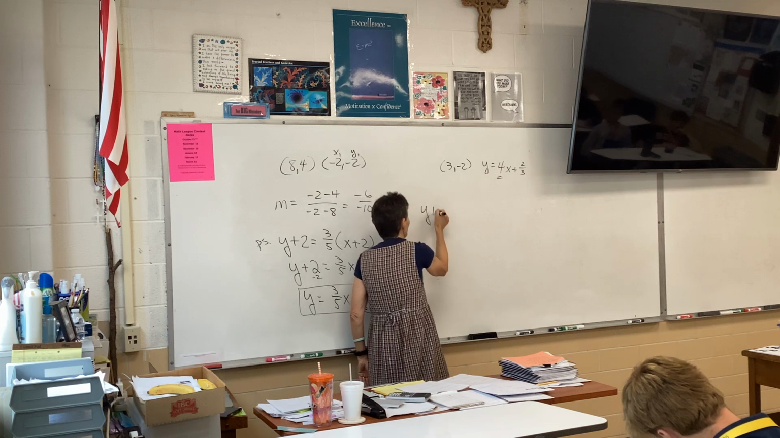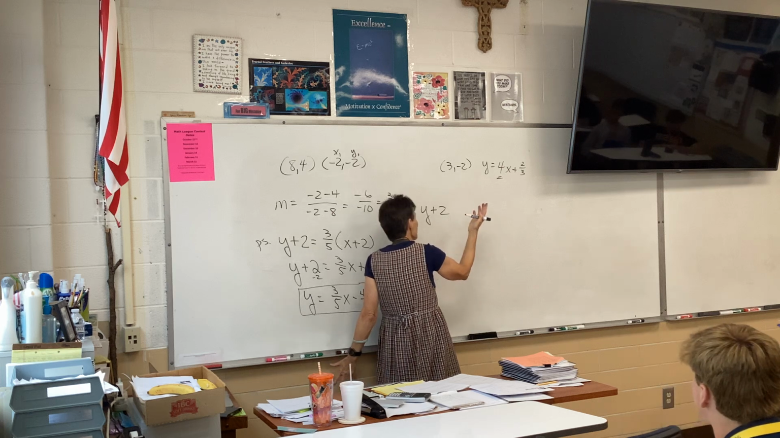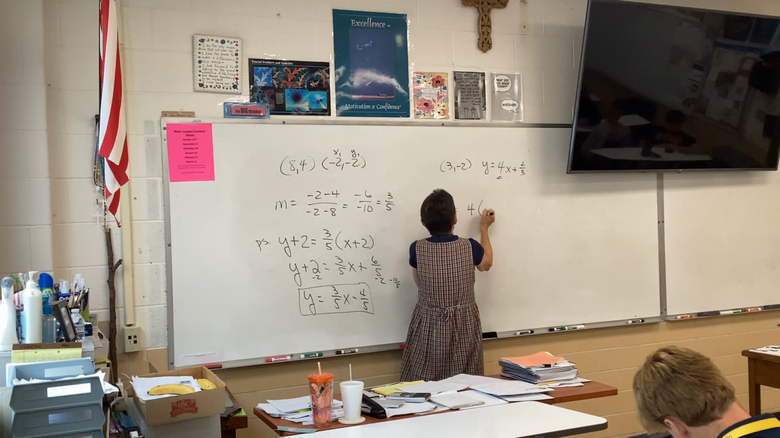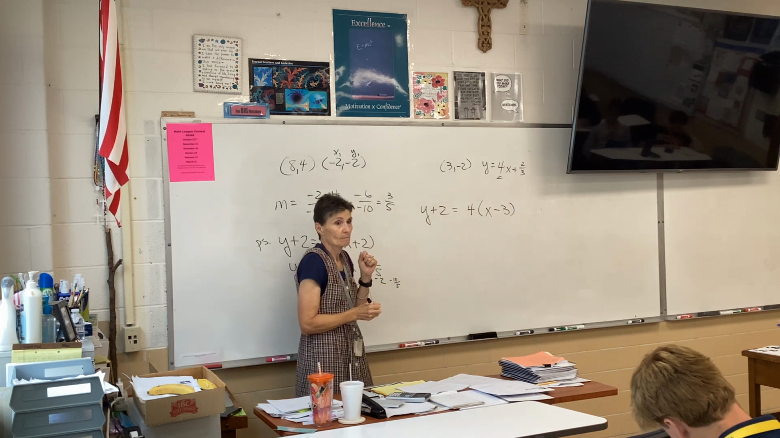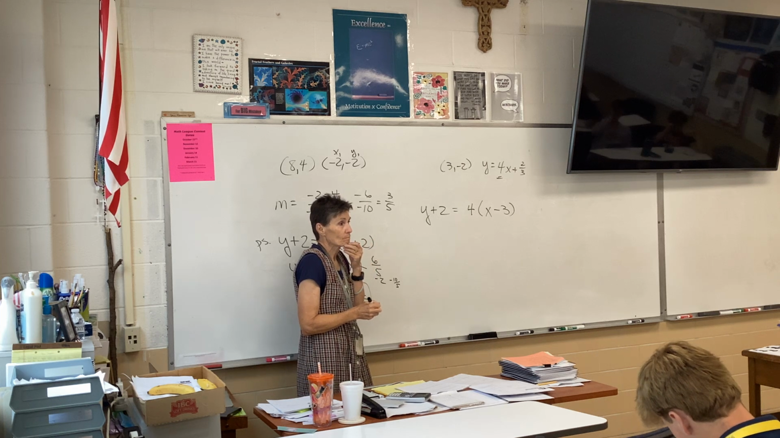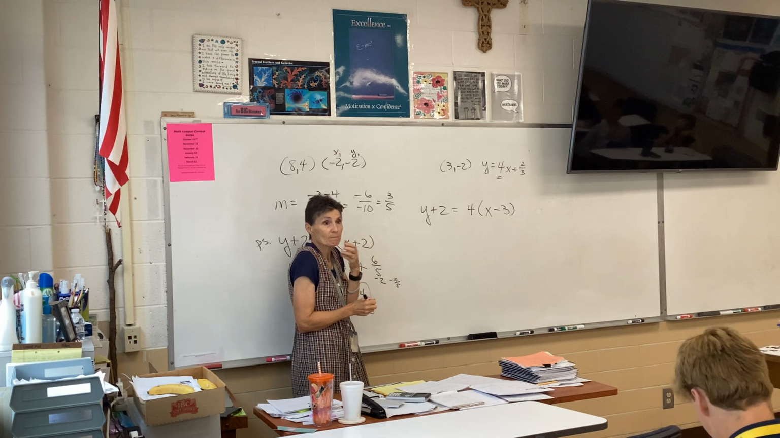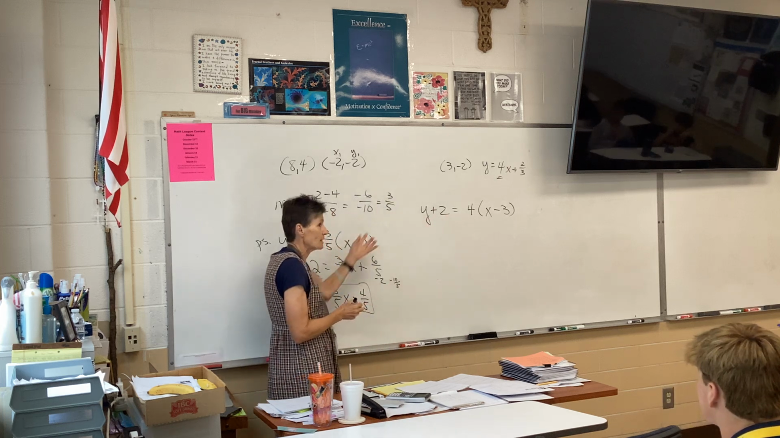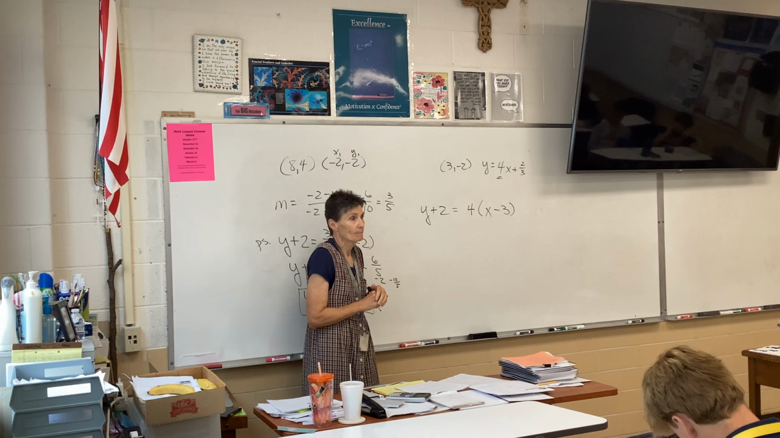So y plus 2, this is my only point, I don't get to pick this time, but I only need one, I have one. y plus 2 equals 4 times (x minus 3). Is that okay? It says write an equation. Is that an equation? It's the point slope form. If you don't like it, then mess around with it and change it into some other form if you wish, but it's perfectly okay as it is.